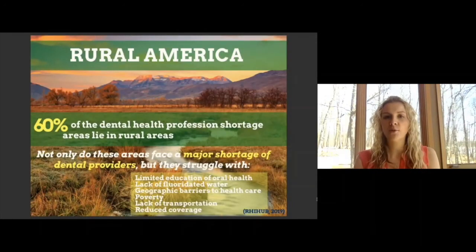Next, let's talk about rural America. 60% of dental health professional shortage areas lie in rural areas. Not only do these areas face a major shortage of dental providers, but they also struggle with limited oral health education, lack of fluoridated water, geographic barriers to healthcare like far distances, poverty, a lack of transportation, and reduced coverage. So it is a big problem. Again, there's a big lack of specialty care in rural areas as well. So rural Americans do face barriers to access.